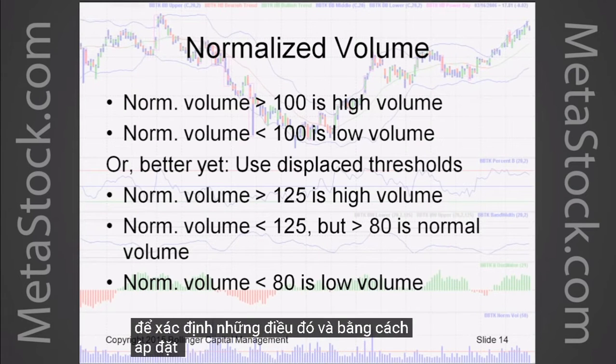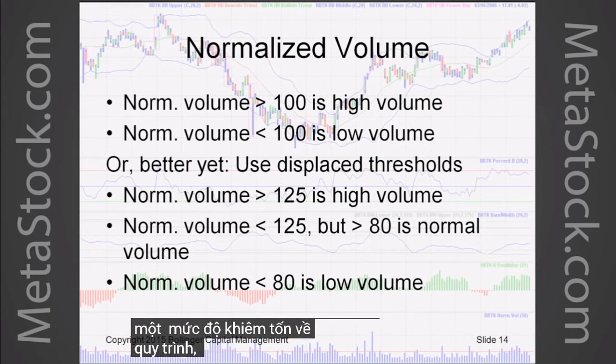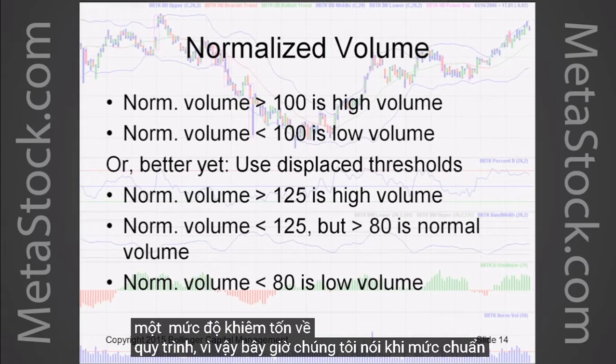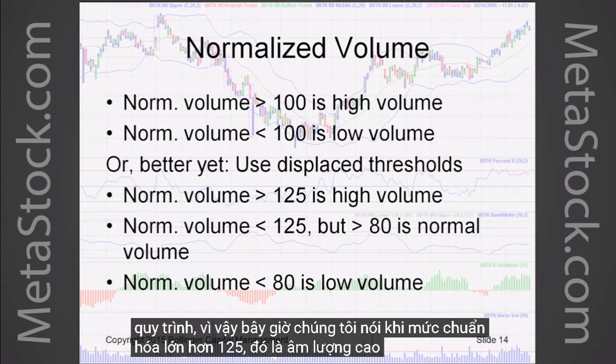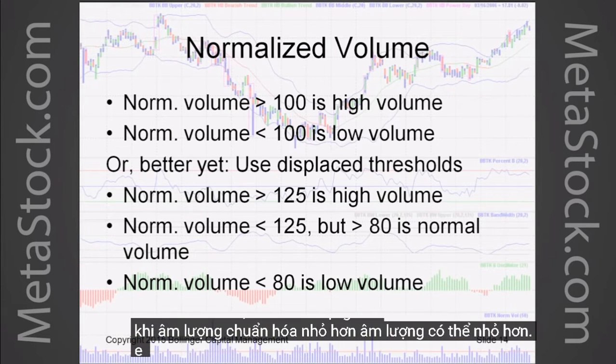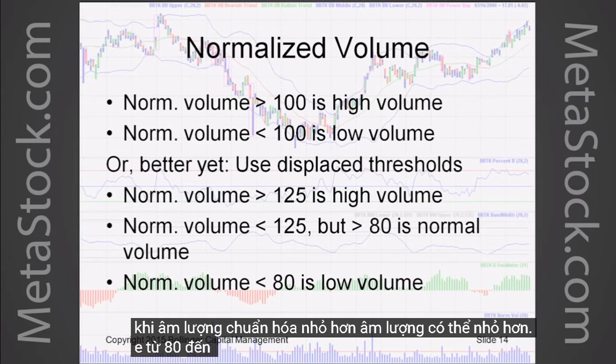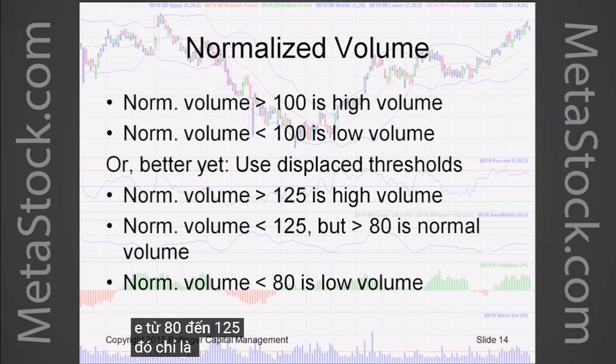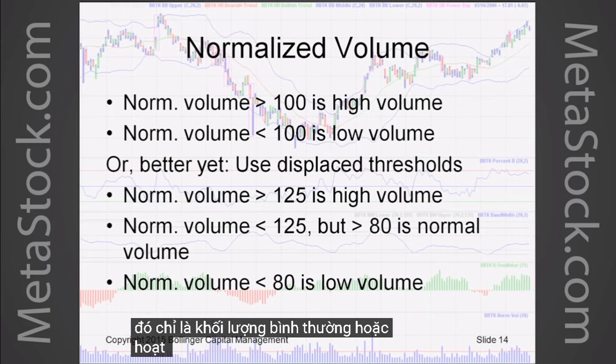And by imposing this interval, we impose a certain amount of humility about the process. So now we say when normalized volume is greater than 125, it's high volume. When normalized volume is less than 80, it's low volume. That range between 80 and 125, it's just sort of ordinary volume, everyday normal activity.